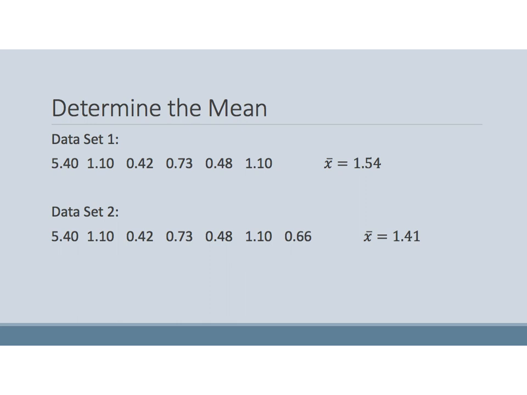Now, as far as we knew, both these were samples. There was actually nothing to indicate whether it was a sample or a population. So since I don't know, I'm going to pick sample. The first ones, when I put all those in the calculator, added them up, divided by 6, I got 1.54. The second one, when you did it, you get 1.41. If you have any questions on this, email me or ask me in class.